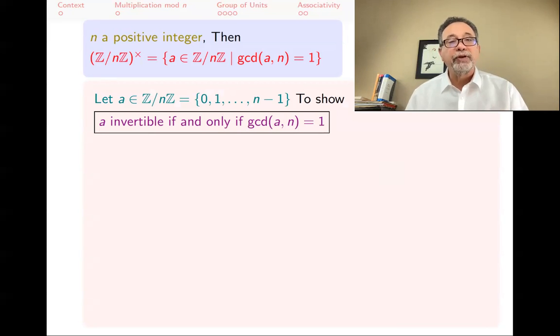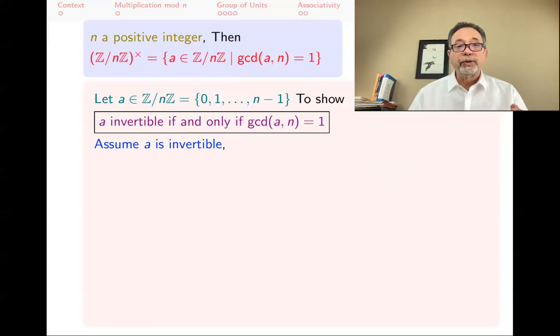There's two things we need to prove. We have two directions to prove. A is invertible implies the greatest common divisor is 1. Greatest common divisor is 1 implies A invertible. Both of those need proof. Let's go with the first one.